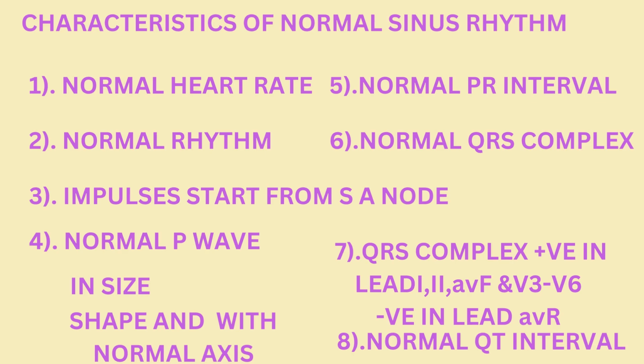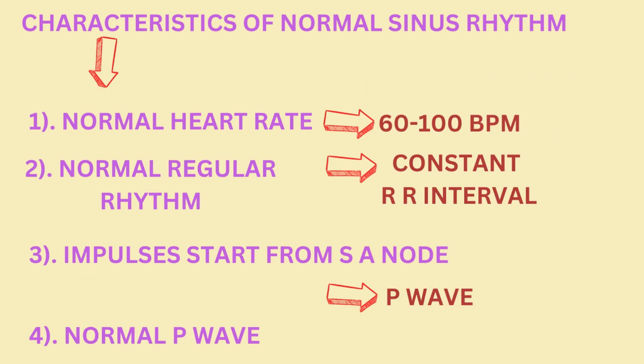We are discussing characteristics of normal sinus rhythm. In the previous video we saw, if the rhythm is normal sinus rhythm, it has the following characteristics. 1. Heart rate will be normal, that is between 60 to 100 beats per minute. 2. Rhythm will be regular, if the RR interval is constant we can assume the rhythm is regular. 3. Impulses start from the SA node.